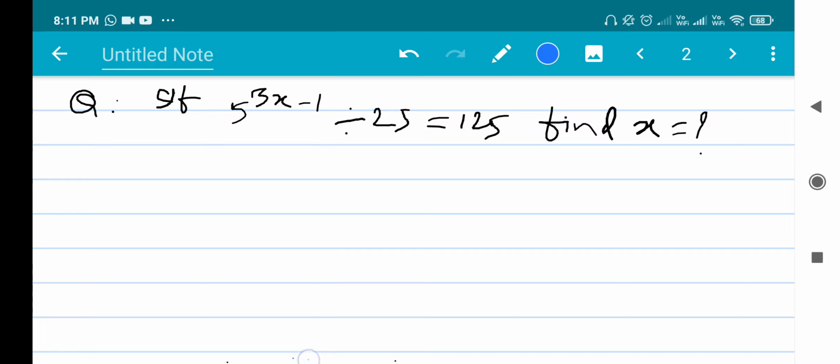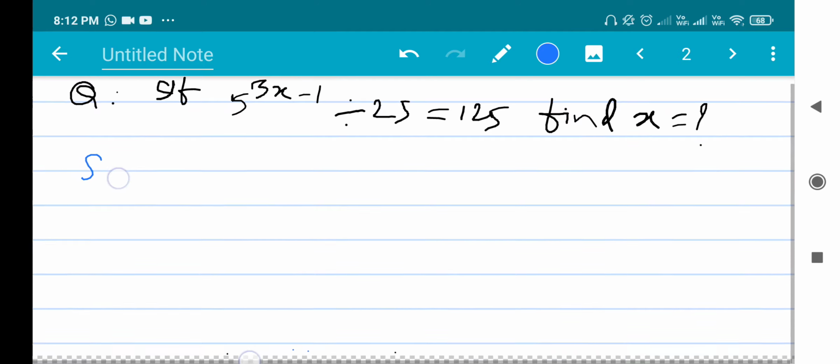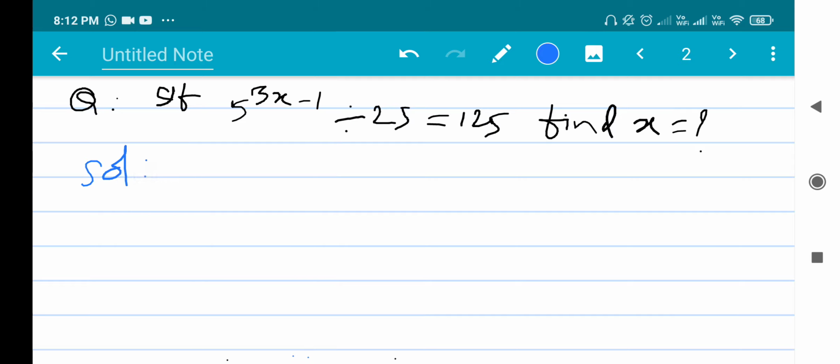First, it is given that 5 to the power of 3x minus 1 divided by 25 is equal to 125. Find the value of x. So, going for the solution. See here, what is given? 5 to the power of 3x minus 1 divided by 25 is equal to 125. This is the given.